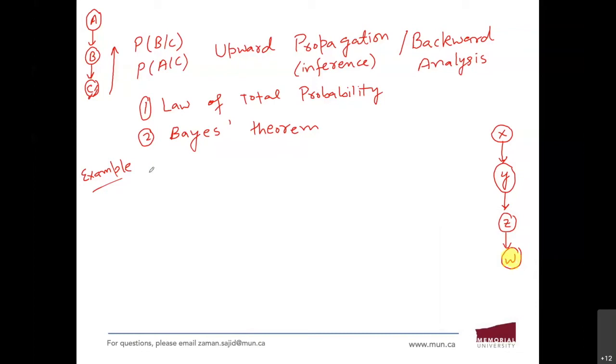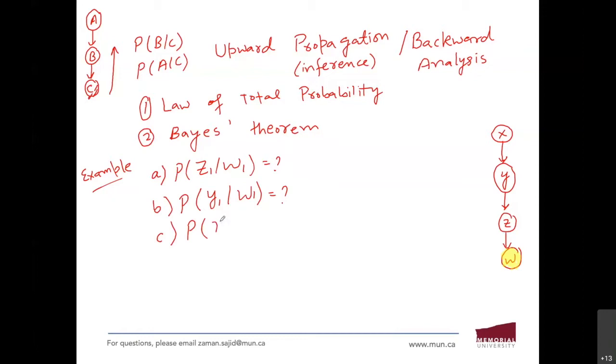So let's have some objectives here. We want to find out the probability of Z1 given W1. We want to find out the probability of Y1 given W1. We want to find out the probability of X1 given W1. So these are what we want to find out using the upward propagation.